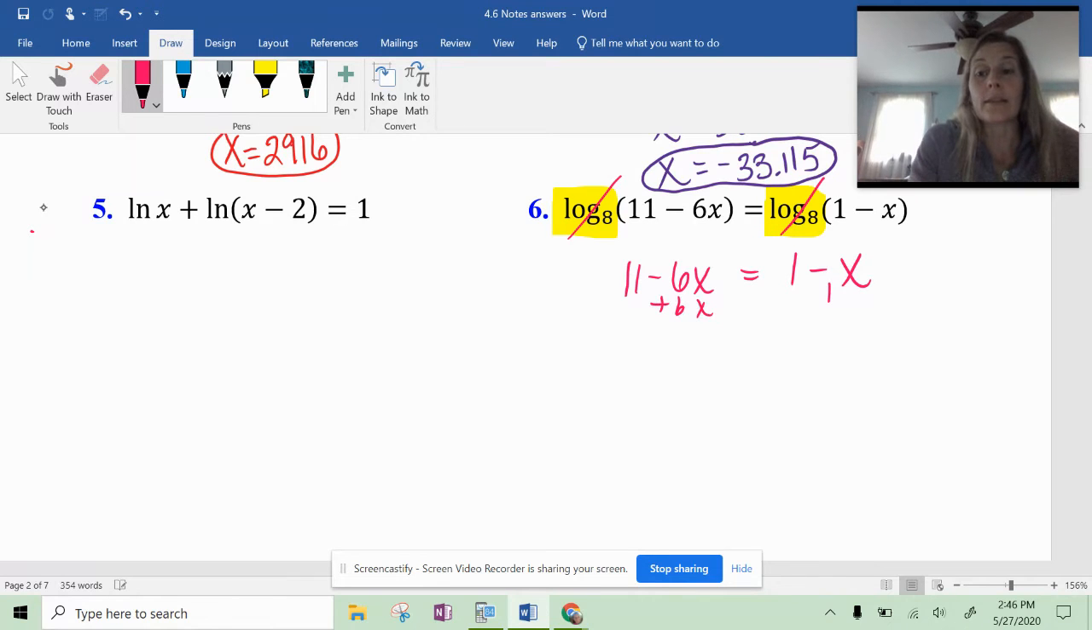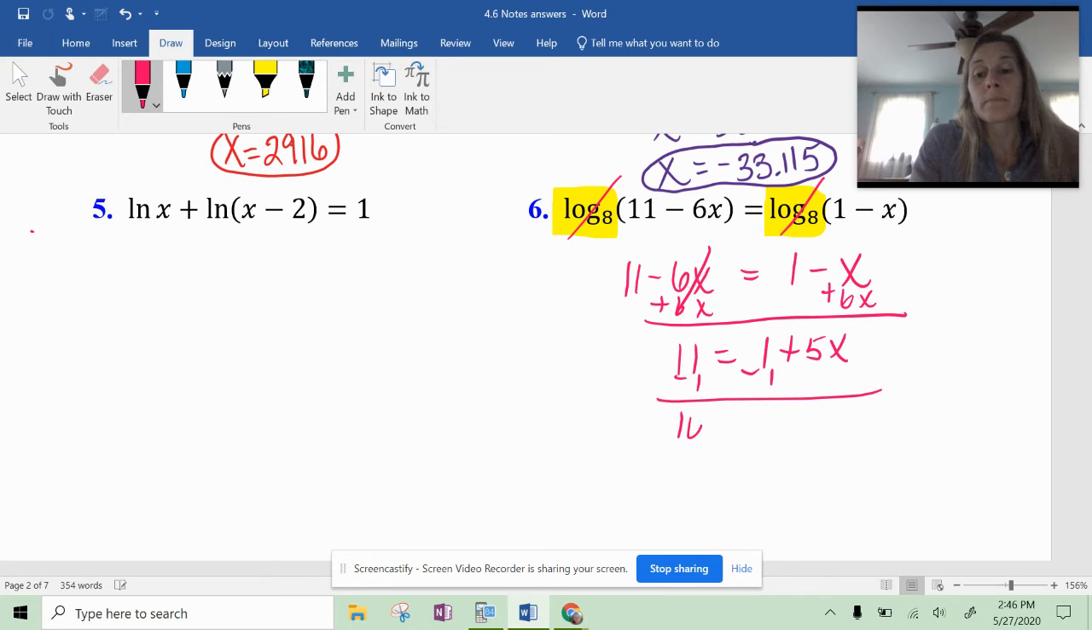So I'm going to just add the 6x to both sides. So I have 11 equals 1 plus 5x. Subtract the 1. Divide by 5. And x equals 2.